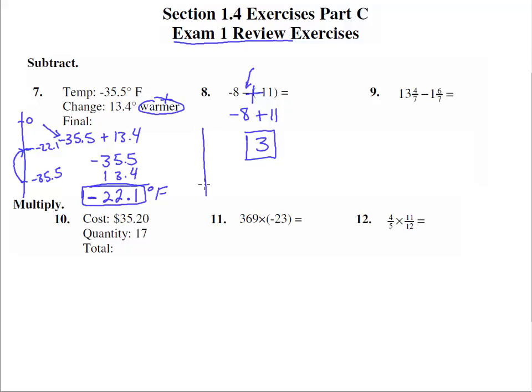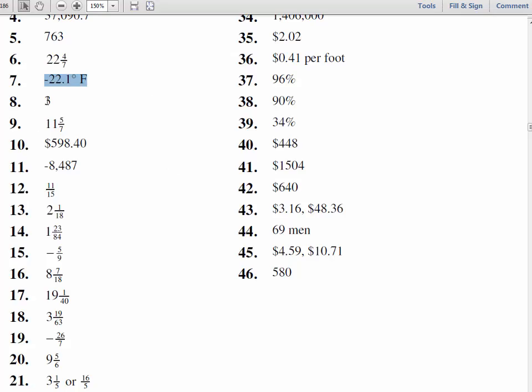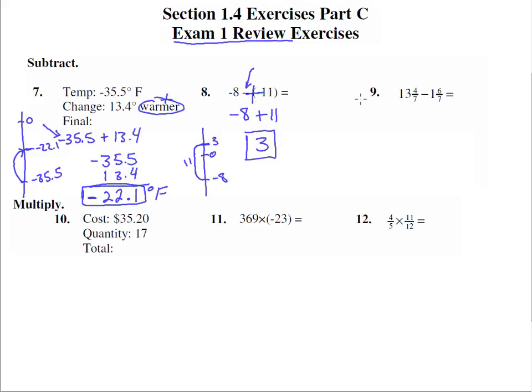Let's look again on a temperature scale, kind of see what's going on. Here's 0. If we were at negative 8 and then we added 11, we went up past the 0. That would have been adding 8, and we added 3 more. So we added 11, and that got us up to 3. Good, let's check our answer. There it is, number 3. All right, number 9.